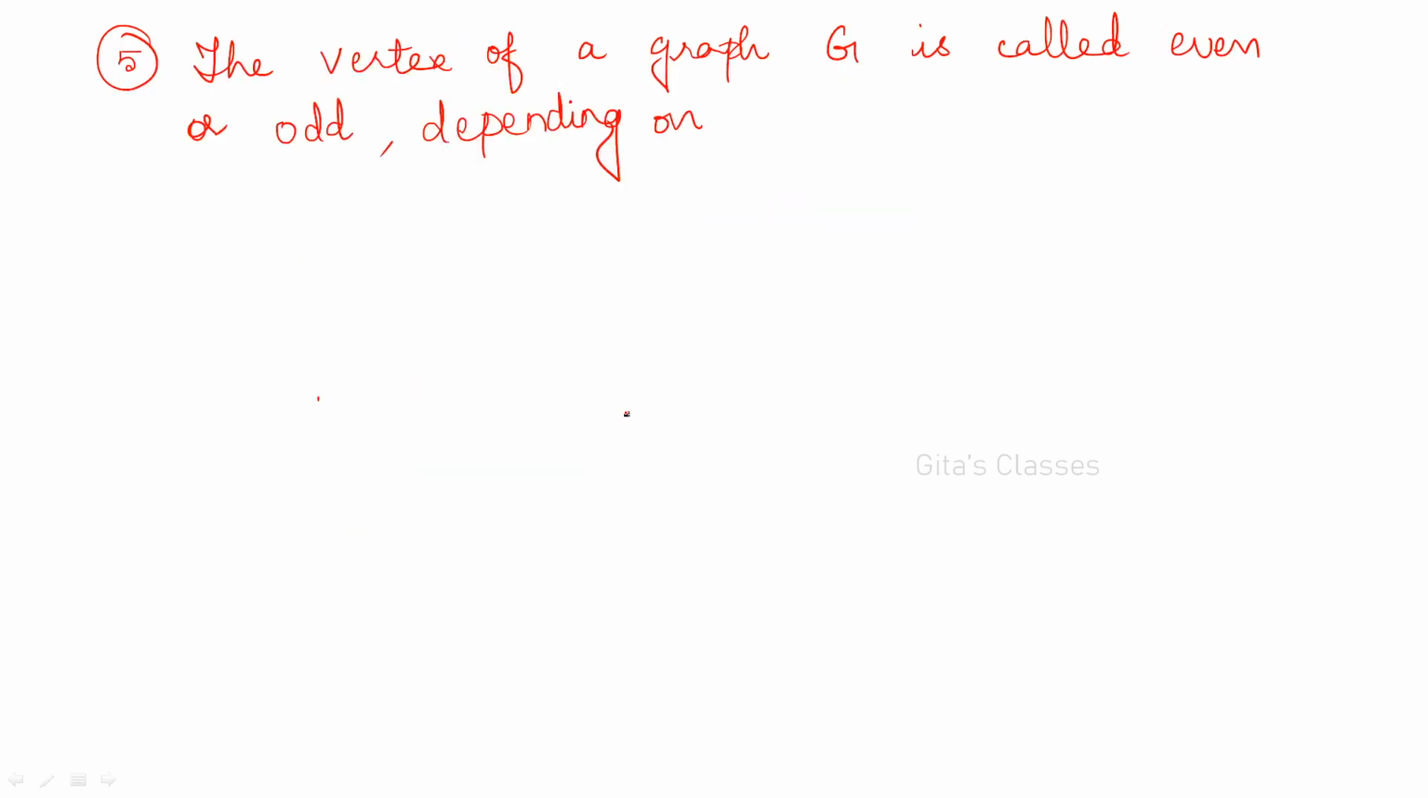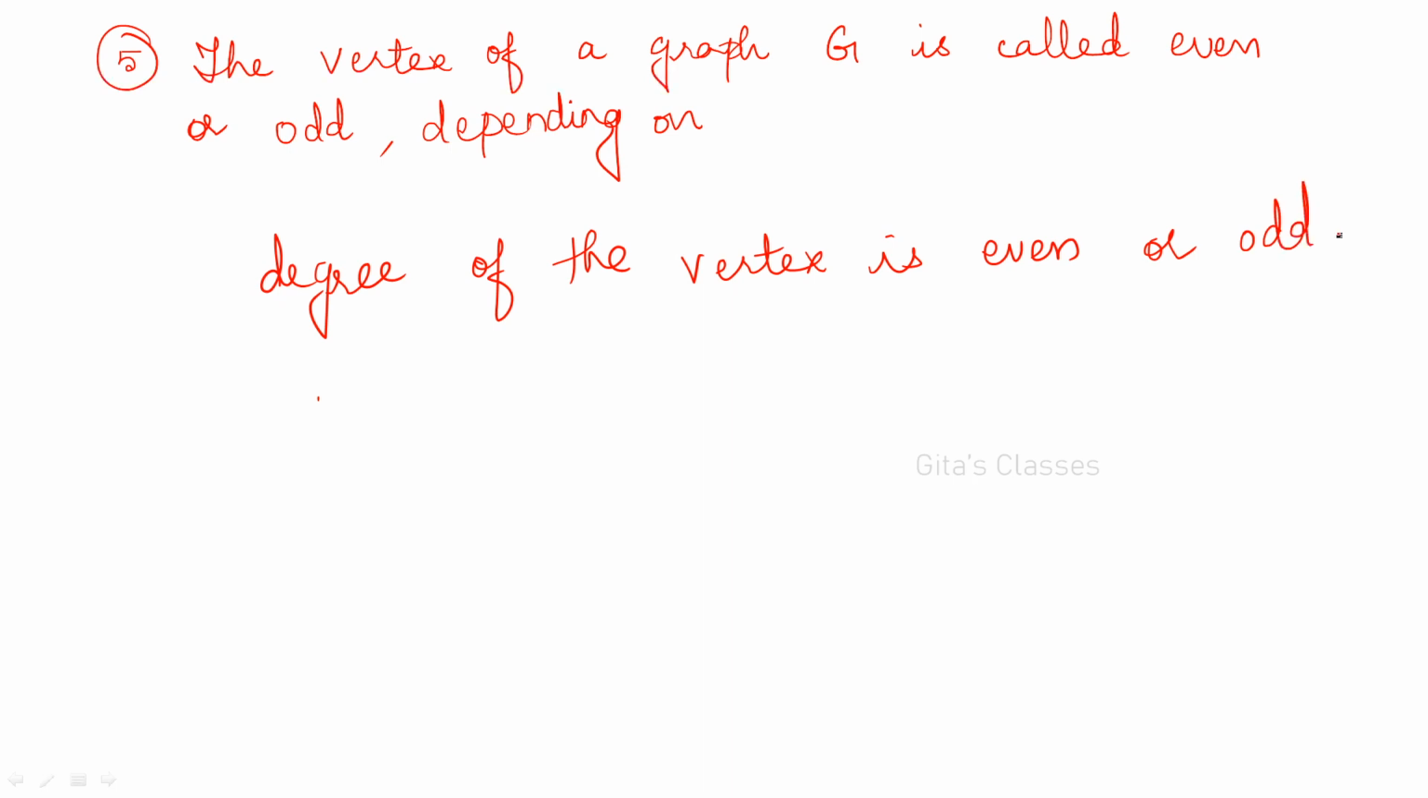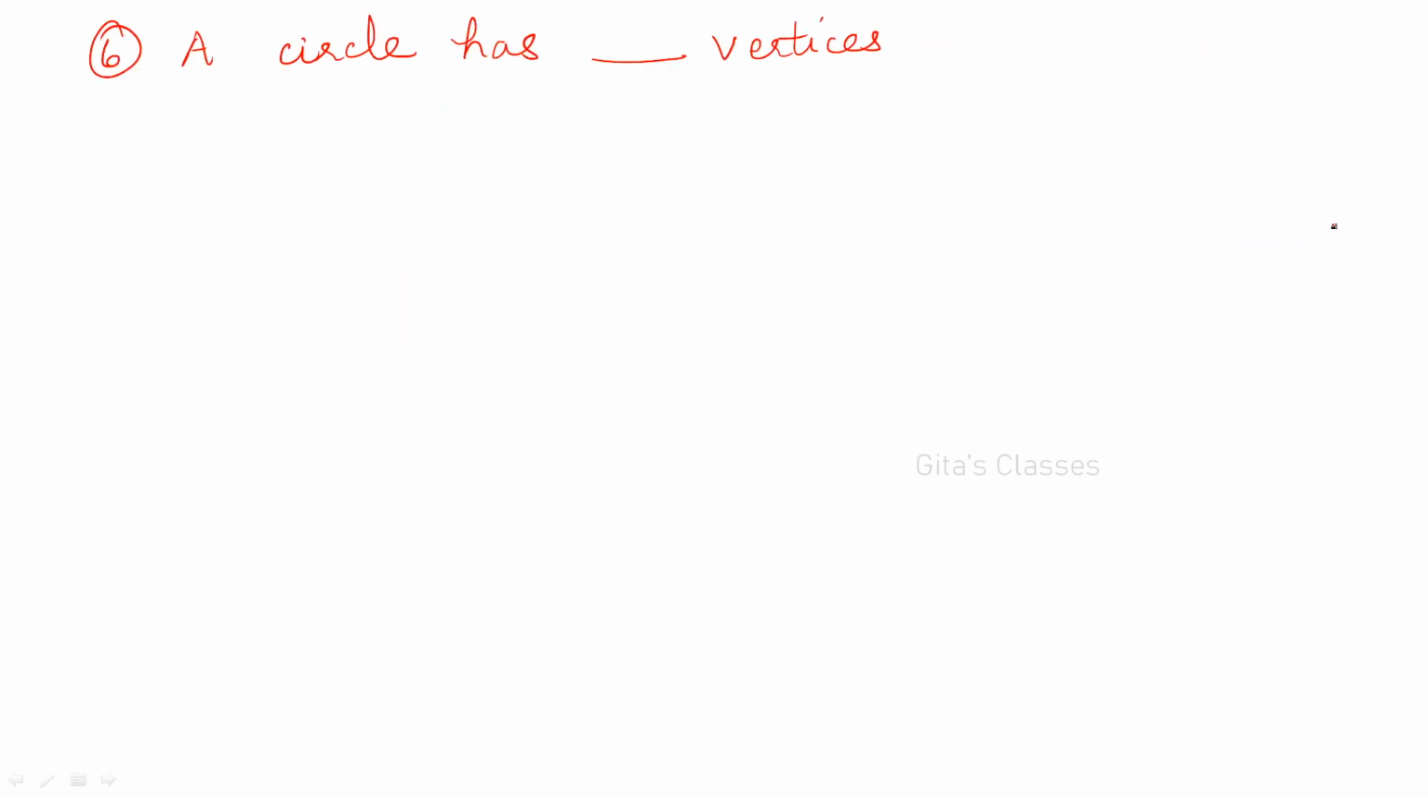The vertex of a graph G is called even or odd depending on the degree of the vertex. If the degree is even, the vertex is called even vertex. If the degree of the vertex is odd, then it is called odd vertex. A circle has no vertices. It will not contain any vertex.